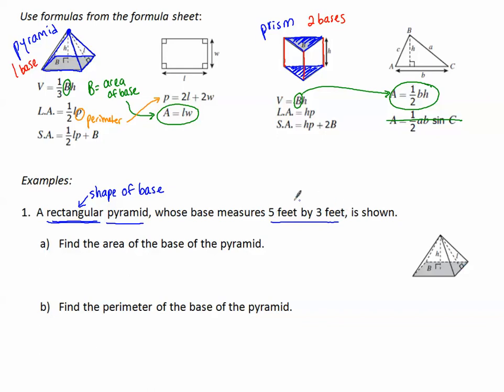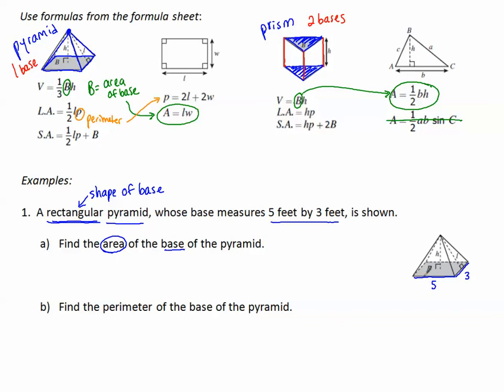You have to get it from the information that's written and put it in your picture. So 5 feet by 3 feet means that the base, that's a rectangle, is 5 feet long and 3 feet wide. Let's continue to read. Find the area of the base of the pyramid.